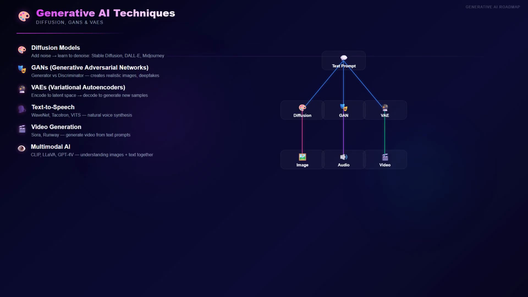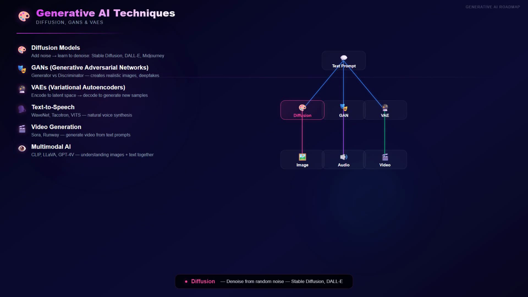Now let's explore the different generative AI techniques beyond text. Each approach creates different types of content. Diffusion models are behind the image generation revolution. They work by slowly adding noise to an image until it's pure static, then learning to reverse that process. Stable Diffusion, DALL-E 3, and Midjourney all use this approach.